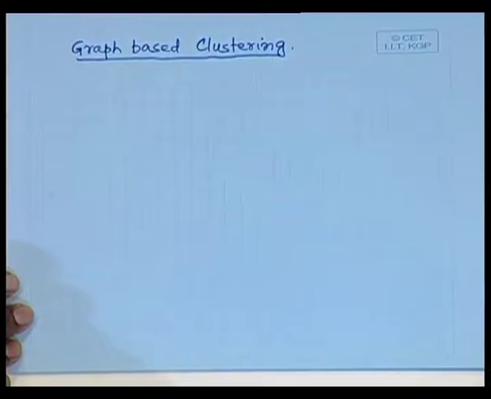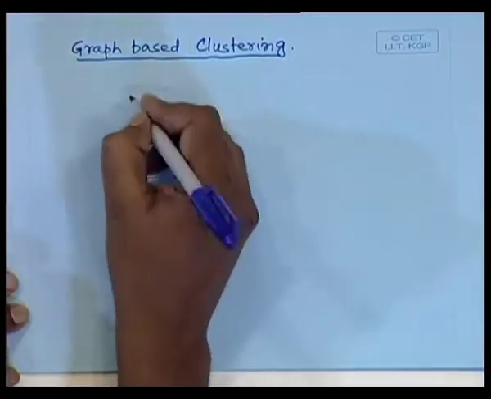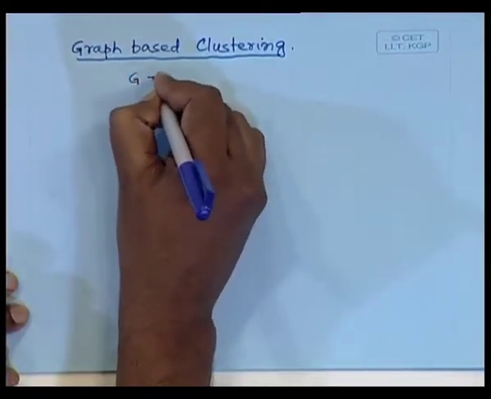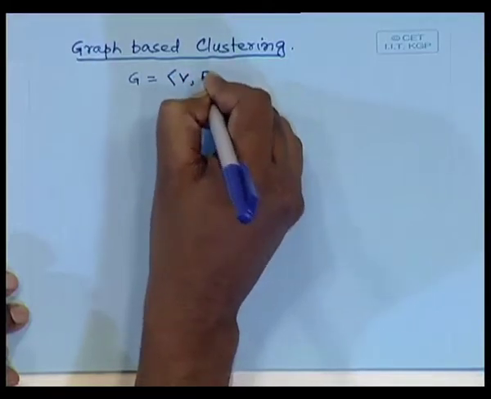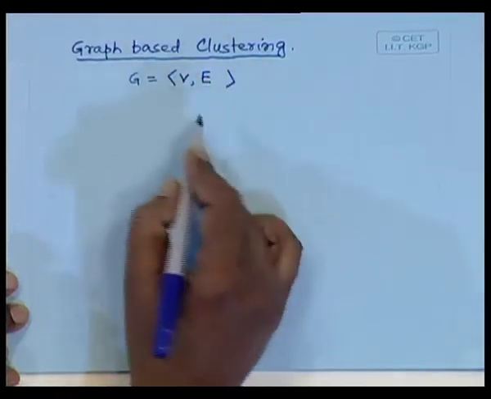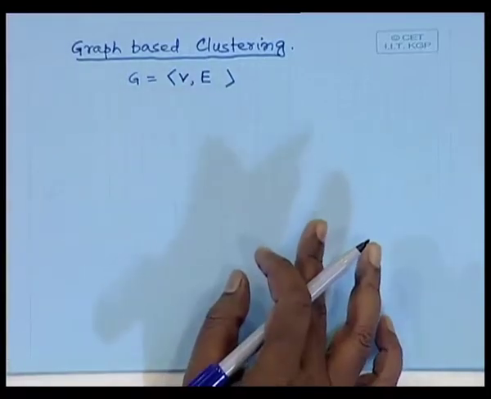Okay. Now, what is this graph based clustering? I hope all of you know what a graph is. A graph G is defined as a collection of vertices and edges, or a collection of nodes and edges. So, given the feature vectors, every feature vector can be considered to be a vertex or a node in the graph.